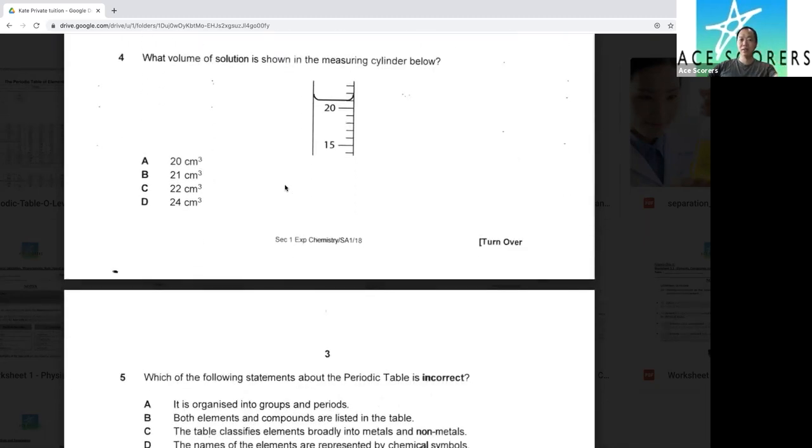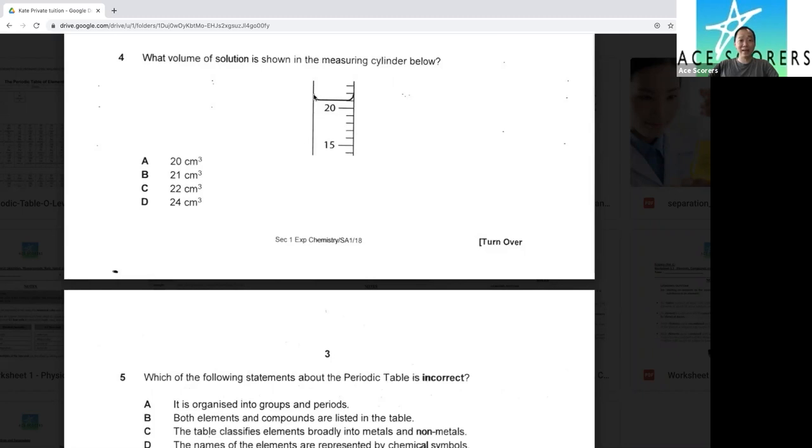What volume is shown? C, 22. 15, let me check, 16, 17, 18, 19, 20. It's not 22. Yeah, very good. Okay, so the answer is 21.